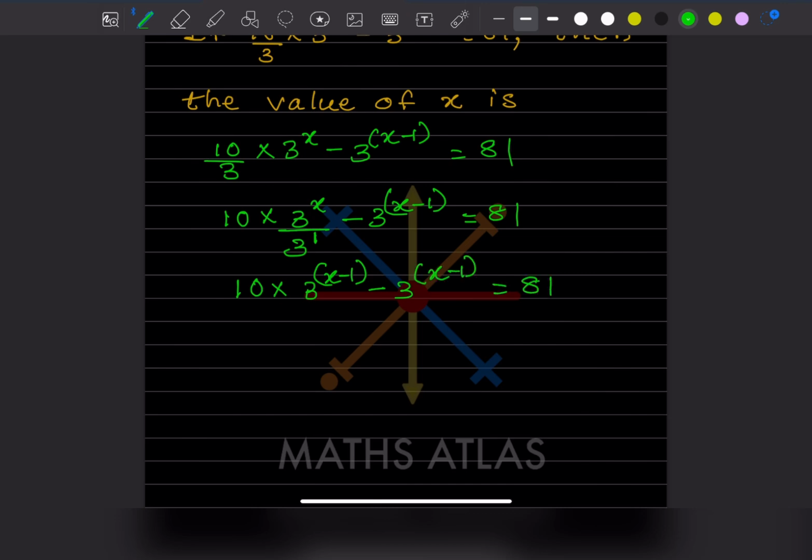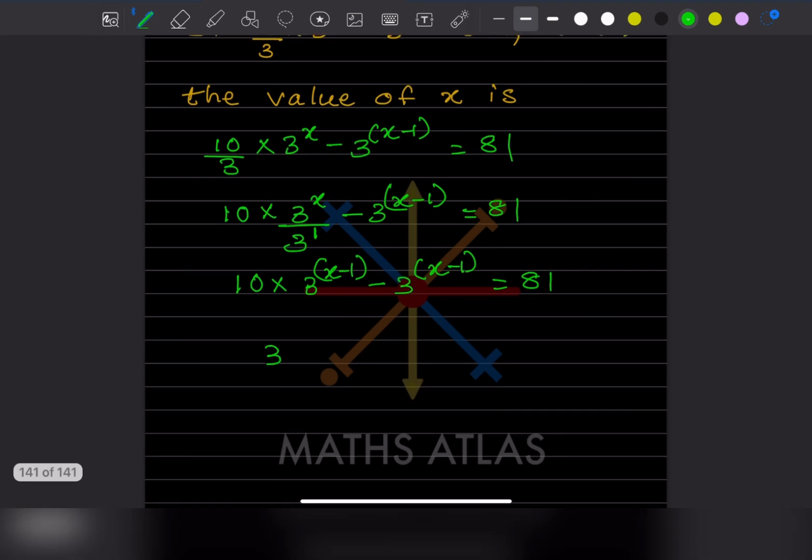Now what you can see here, this is multiplication, there is 3 raised to x minus 1 along with this one. And this is the other term, because there is a minus sign in between. So this is 3 raised to x minus 1. From both these things, we can take 3 raised to x minus 1 common. So we'll take here 3 raised to x minus 1. What remains here will be just 10, and the bracket will be just 10 from this part.